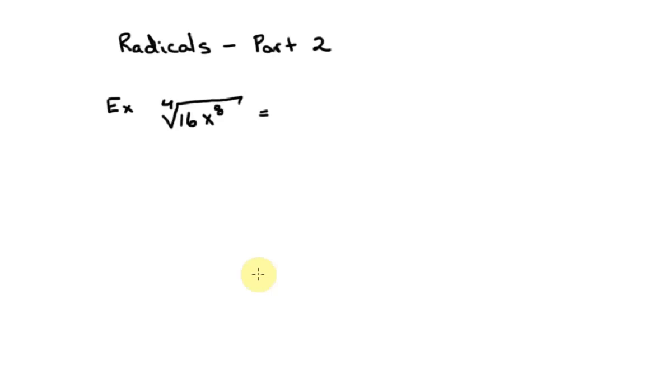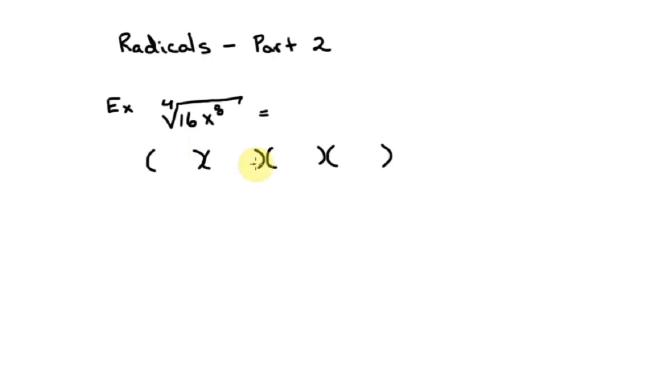Alrighty, welcome back to Radicals. This is part 2, and I've got an example sitting here. We're going to warm up with that example. We're looking for the fourth root of 16x to the 8. Another way of looking at that is saying, I need to form 4 groups here, and each group has to be identical. That's what we're looking for.